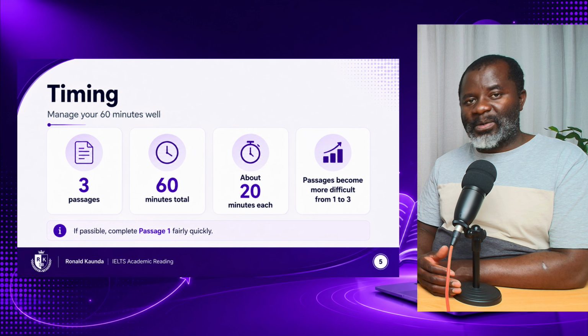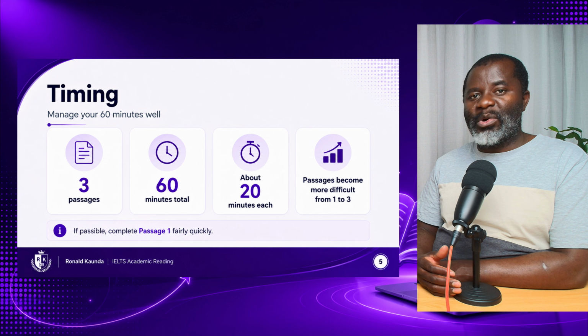Now, let us look at timing. The reading test contains 3 passages and you must complete all of them in 60 minutes. This means you should spend about 20 minutes on each passage. The passages become progressively more difficult. Passage 1 is the least difficult, while passage 3 is the most difficult. For this reason, it is best if possible to complete passage 1 fairly quickly.